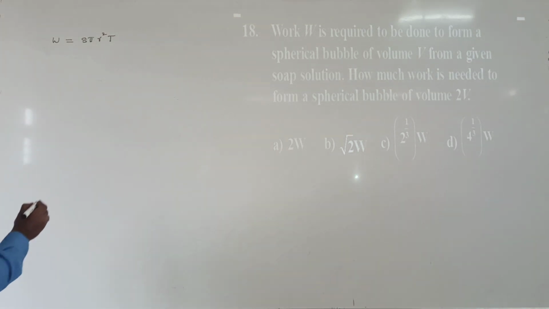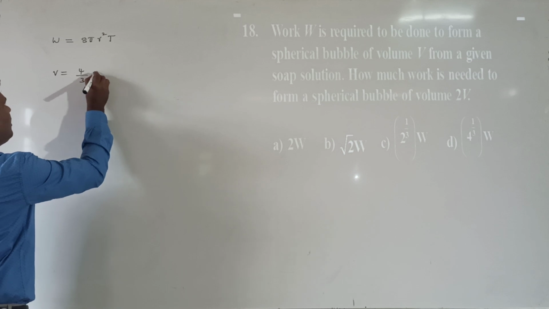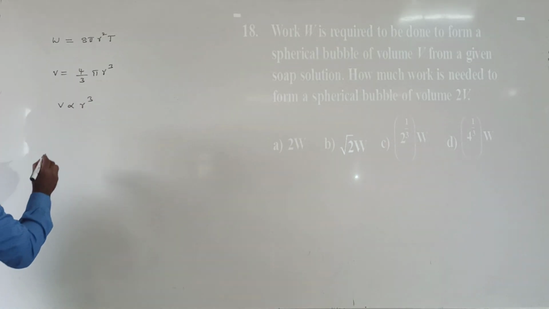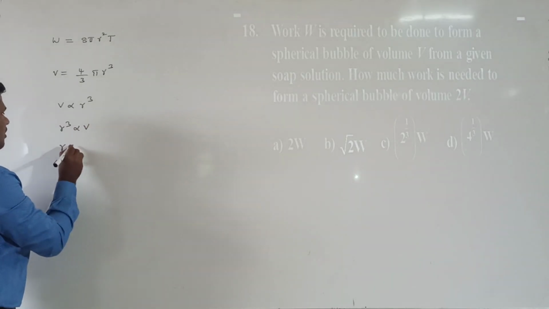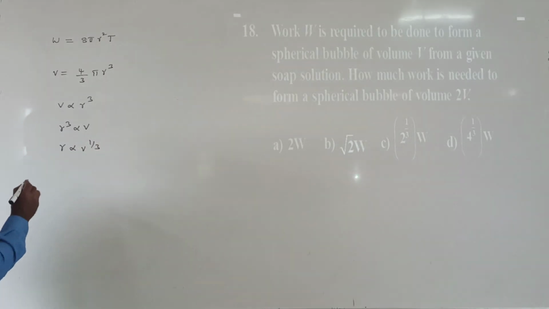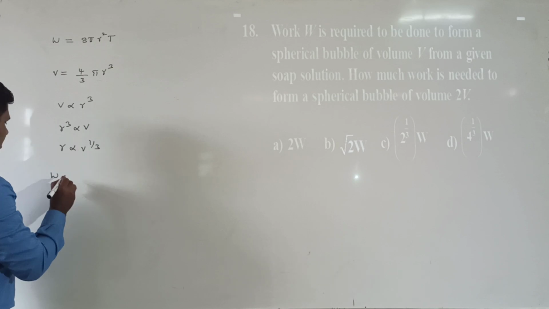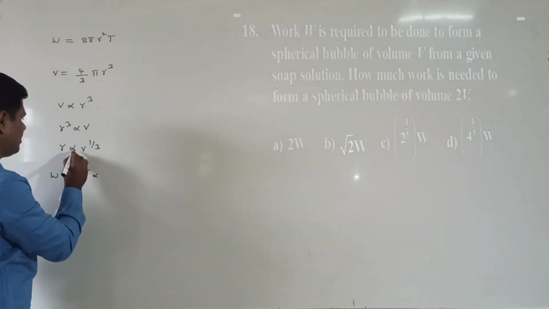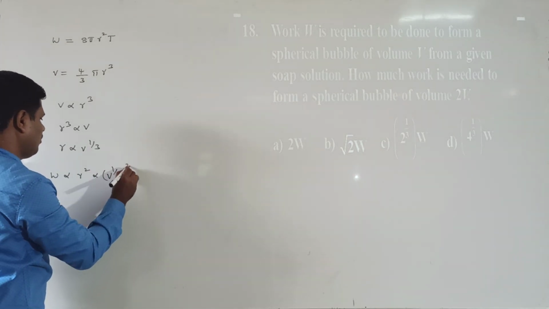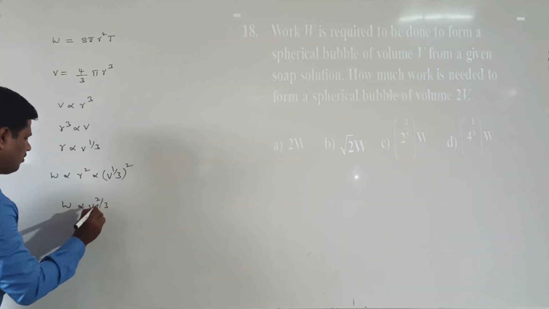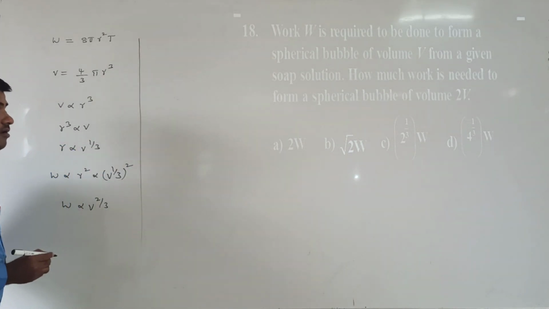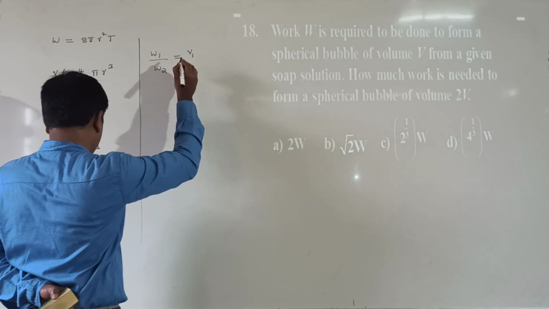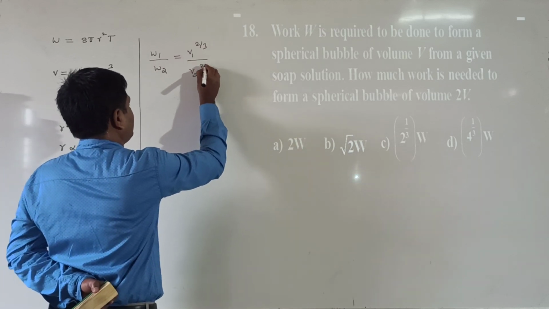Now the spherical form is given, V is equal to 4 by 3 pi r cube. From this we write that V is directly proportional to r cube, so r is proportional to V to the power of 1 by 3. W is proportional to r square, so W is proportional to V to the power of 2 by 3. Now W1 by W2 is equal to V1 to the power of 2 by 3 by V2 to the power of 2 by 3.